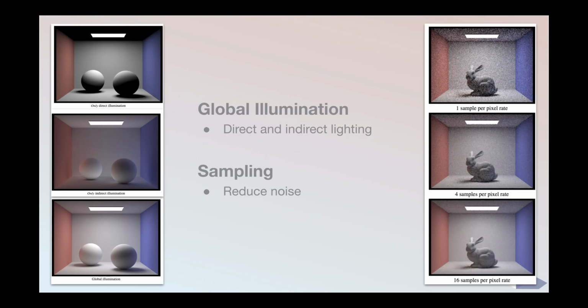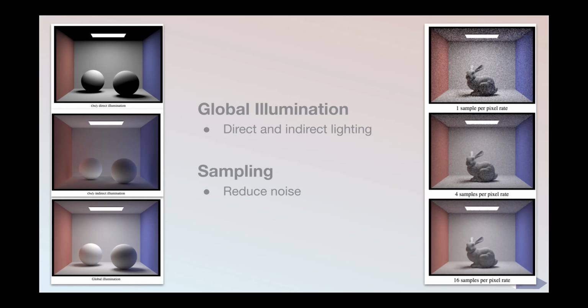Additionally, you want to think about global illumination, which is basically how the light is bouncing off of all of the different objects that you have in your scene. So you can see on the bottom one in particular, this one is a combination of both the direct and indirect lighting and is able to get the most clear, nice image.